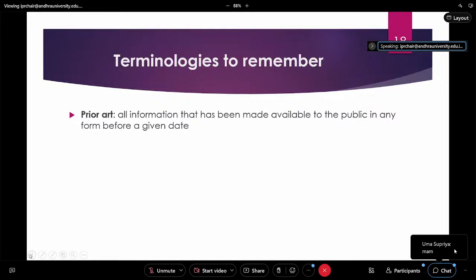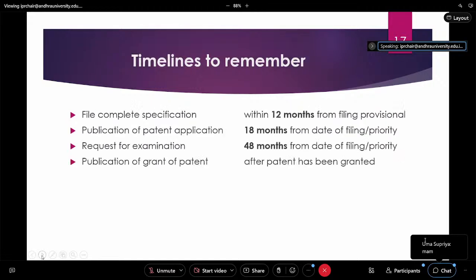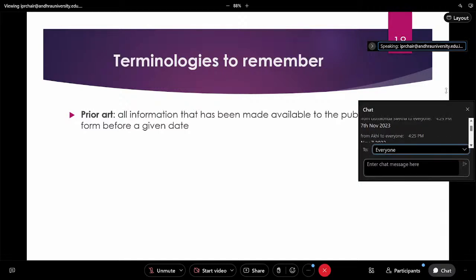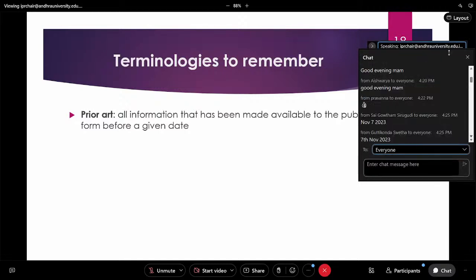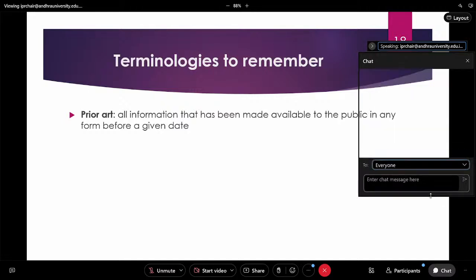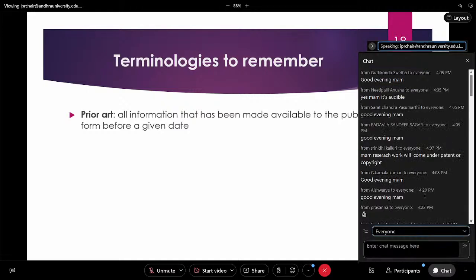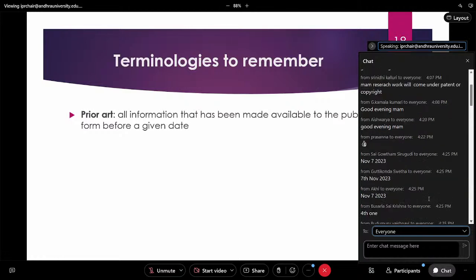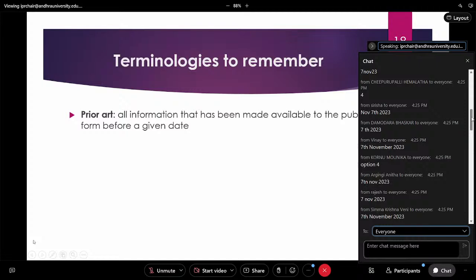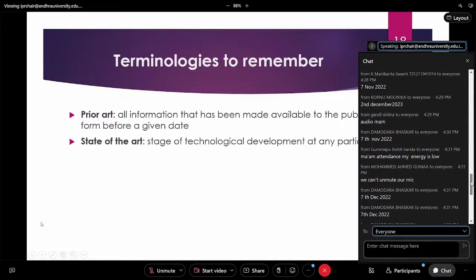So these were the timelines to remember. These are the terminologies to remember in the Patent Act. Prior art means all information that has been made available to the public in any form before a given date. So before your priority date, whatever is there in the public domain related to your technical field will be called prior art. State of the art is the stage of technological development at any particular time.